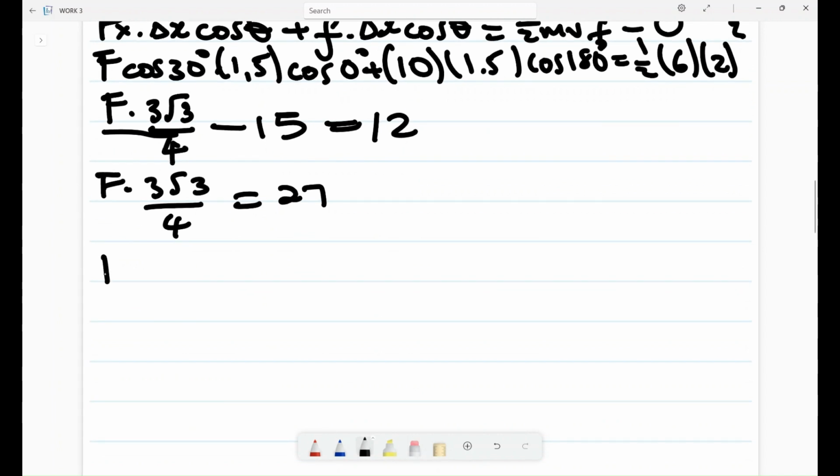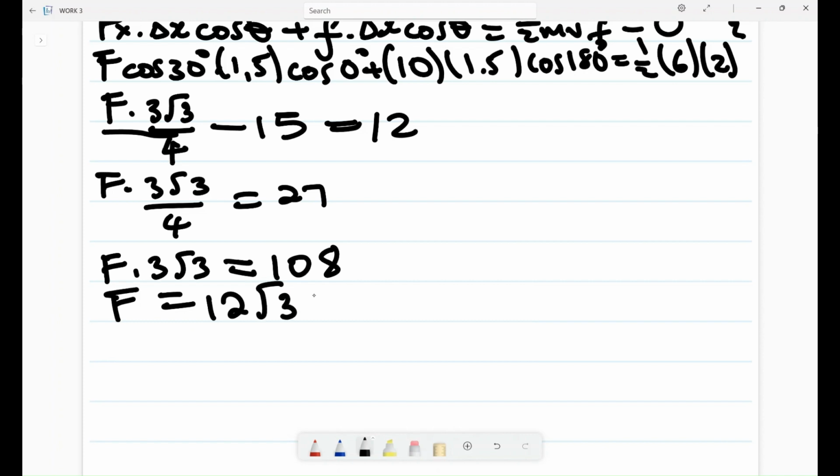Then I'm going to multiply by 4 on both sides. Then when I multiply by 4 on both sides, I get 108. Then F is going to be 108 divided by 3 root 3. Divided by 3, it is 36. Then 36 divided by root 3, I'm not so sure. Let me just punch this on the calculator once off. 36 divided by root 3 gives me a force of 20.78 newtons.